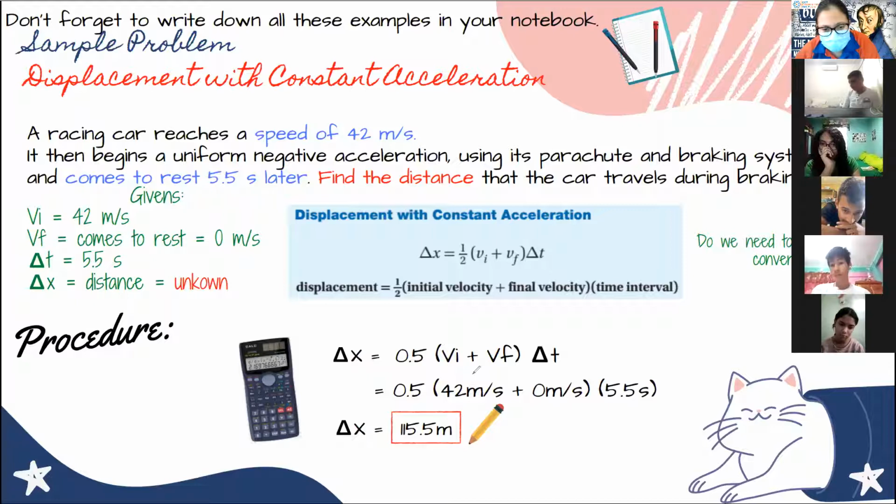Then I will just add the two velocities, the initial and the final velocity. Okay, the final is that says comes to rest. Okay, to rest. So that tells me that the final velocity is 0. So when you perform this in your calculator, you will get 115.5. Do it right now in your calculator and tell me, did you get the same answer?